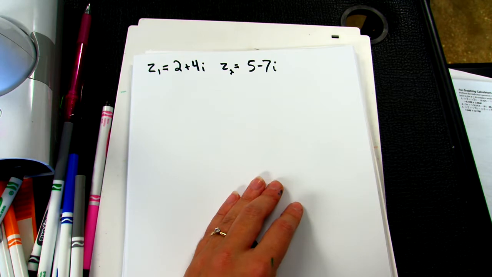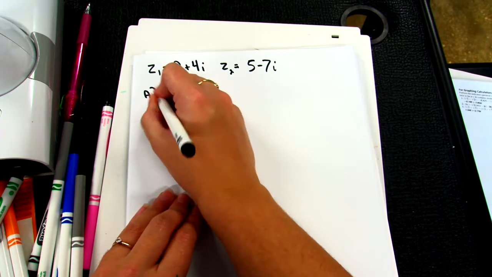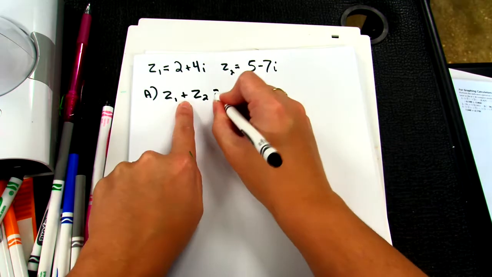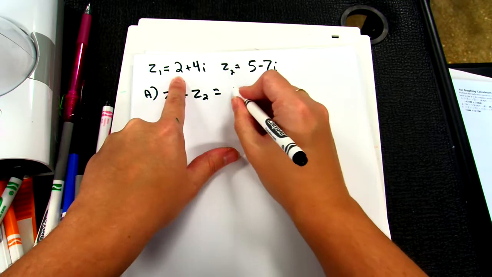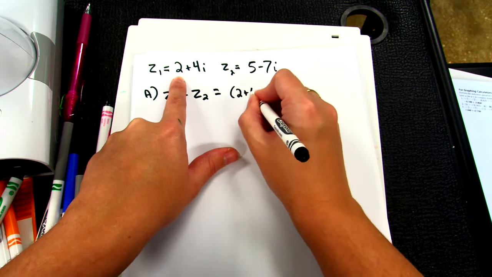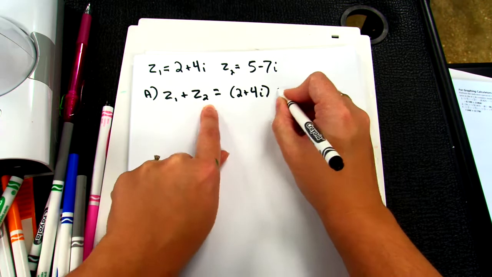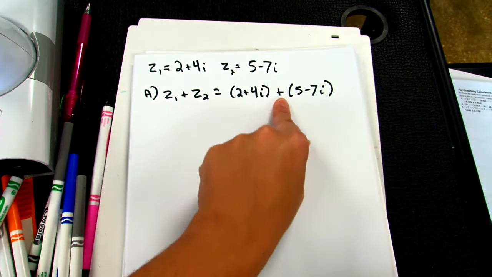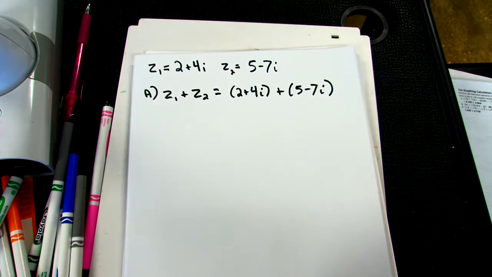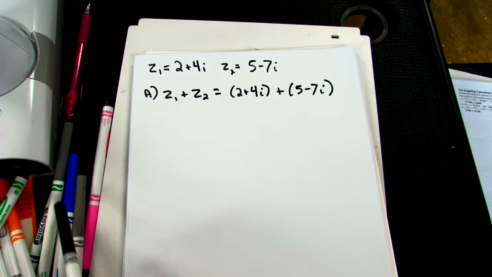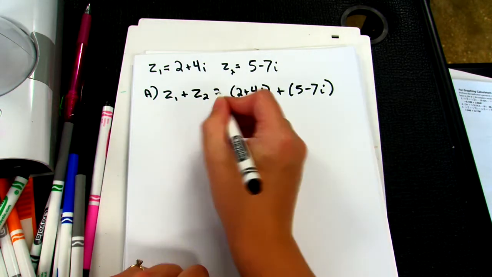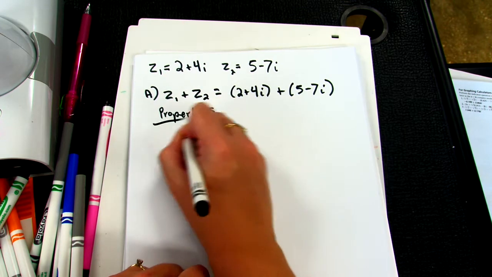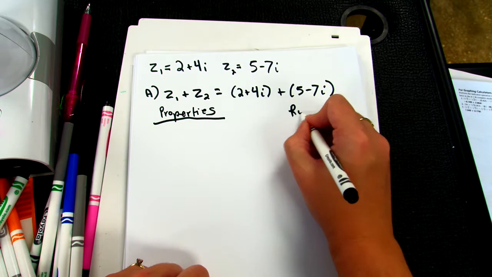Okay, and the first thing we want to do is z1 plus z2. Okay, well, since that's addition, it's going to be 2 plus 4i plus 5 minus 7i. So this is the addition, right? That's the operation, addition. Okay, so again, I'm going to do it both ways. I'm going to do using properties and then using the rule.